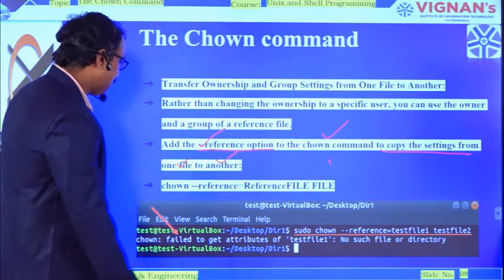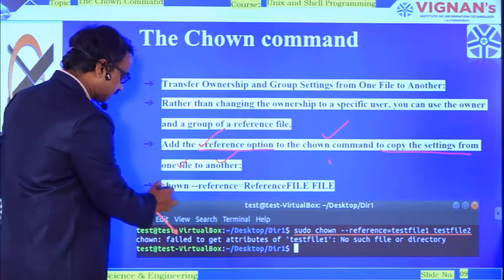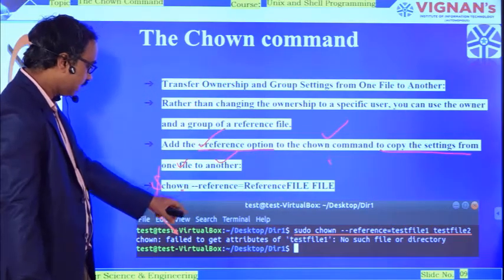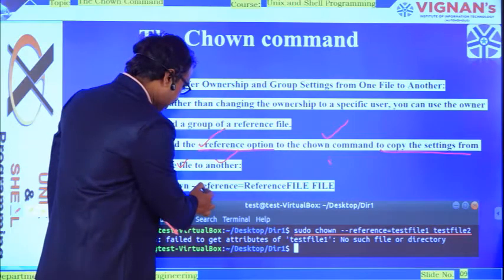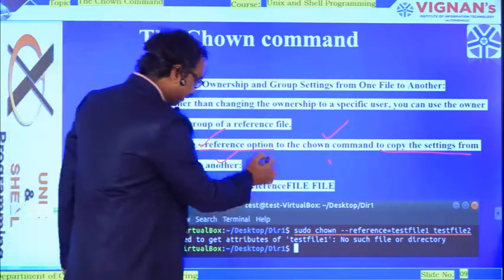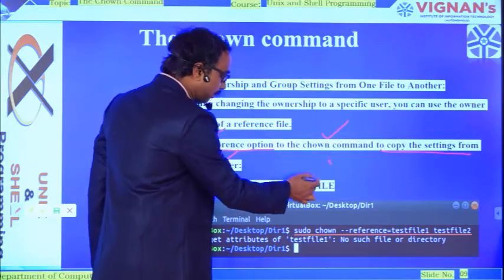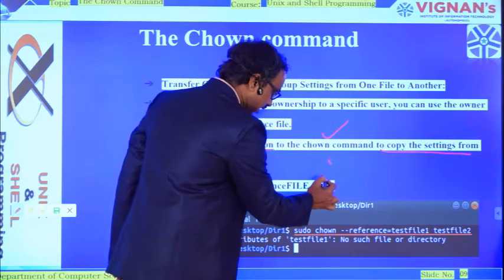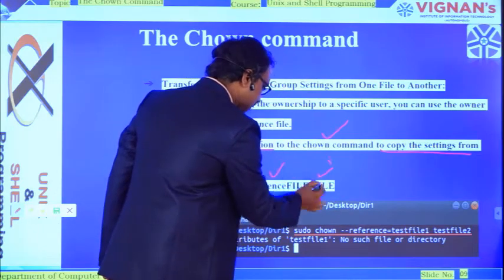Now coming to the syntax. By default we add $ and the chown command, then double dash reference equals whatever file you want to refer to, the reference file, and then the file to which we are going to copy, that means the actual file name. So this is the reference file and this is the actual file name.